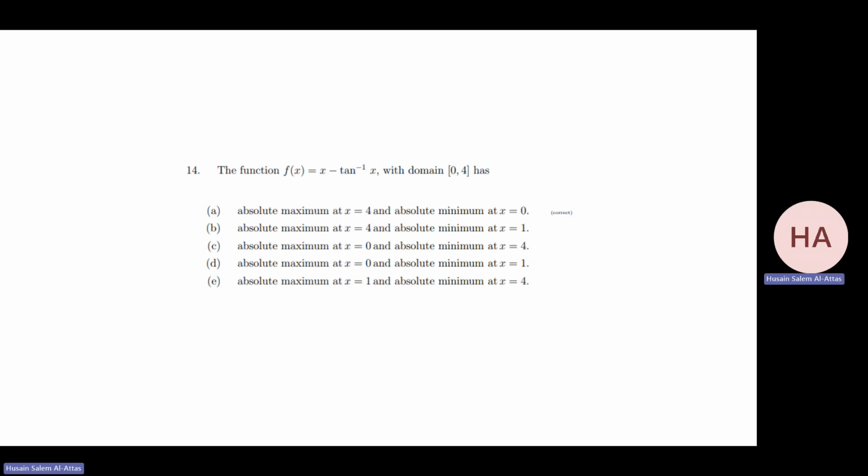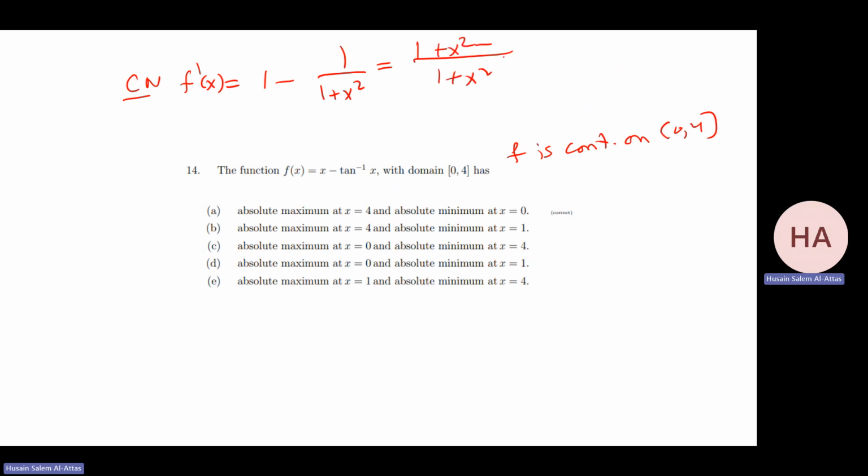For the function, we want the absolute maximum and absolute minimum. Let's check if it's continuous on this interval. Actually, it is continuous everywhere. Critical numbers: f prime will be 1 minus 1 over 1 plus x squared, which is 1 plus x squared minus 1 over 1 plus x squared, and that is equal to x squared over 1 plus x squared. F prime at c equals 0, so I have c equals 0.